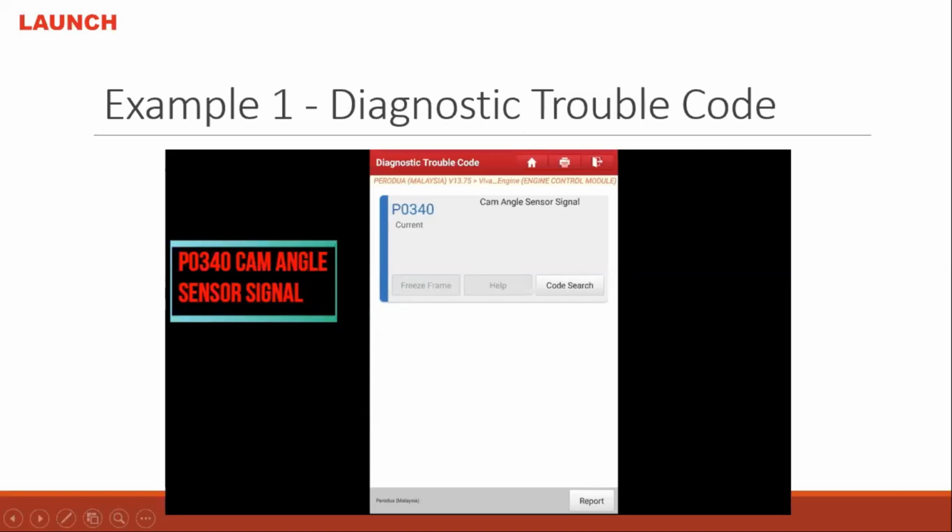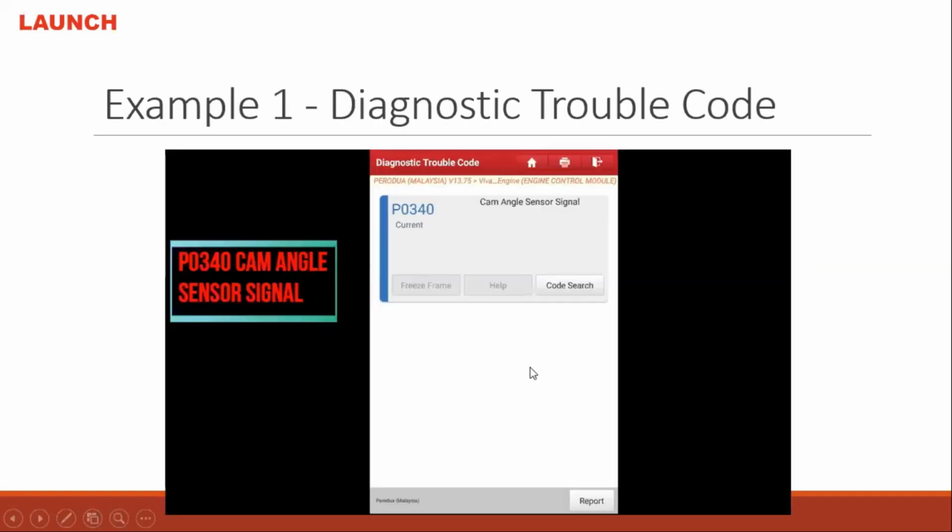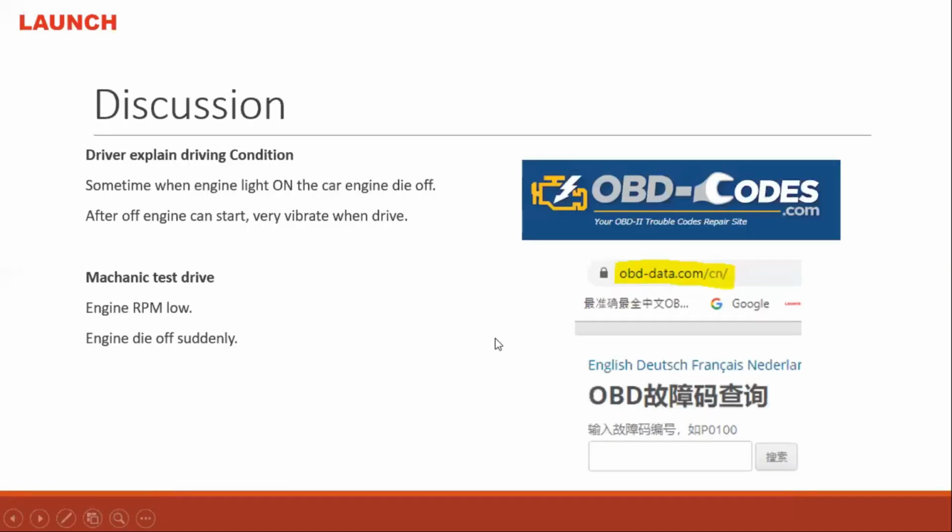But some of your customers may complain about why the trouble code cannot be cleared. So in here, I want to show you that not every trouble code you can clear with the current. You see there is a current P0340. There is a current code for this. If you have a history code, you can clear it easily. But if it is a current code, you may not, because there is a current problem with it.